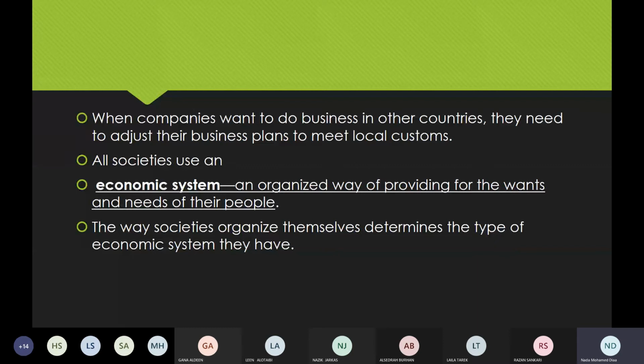the first kind, but before we start, let's know what an economic system is. An economic system is the organized way of providing for the wants and needs. To organize the wants and the needs. What do you want and what do you need? This is an organized way.